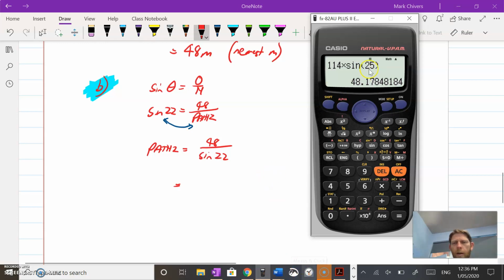Now in this case, once again, I think I'll just use the number that I've got there in my calculator, so rather than just put 48 in and give a less exact answer, I'll use the answer I had before, and that's over sine 22. And we press equals and we end up with 128.6 metres.